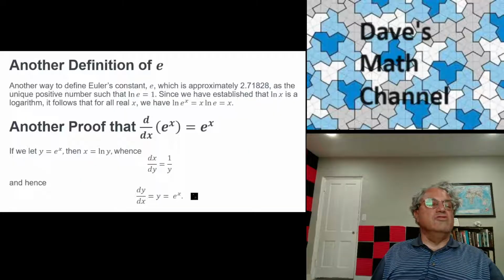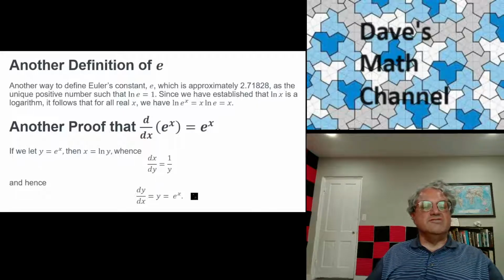Remember, if we define y to be e to the x, then x is ln y, and then that means dx/dy is 1 over y, because the way we've defined the natural logarithm, its derivative is just 1 over x, if you like. The derivative of ln x is 1 over x, because the logarithm is defined as the integral of 1 over x. So we have dx/dy equals 1 over y. We can just flip things around. dy/dx is going to be 1 over the reciprocal, that is y, and y was defined to be e to the x. So we've just proven that e to the x is its own derivative.